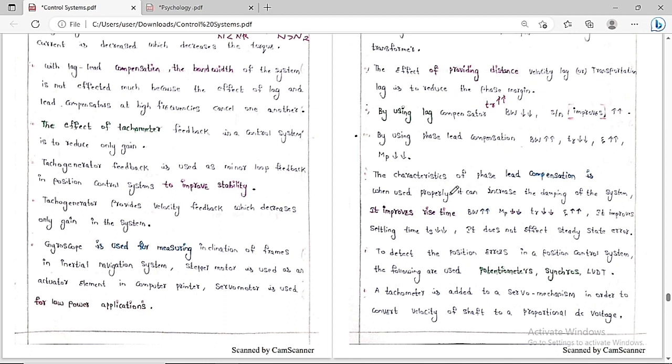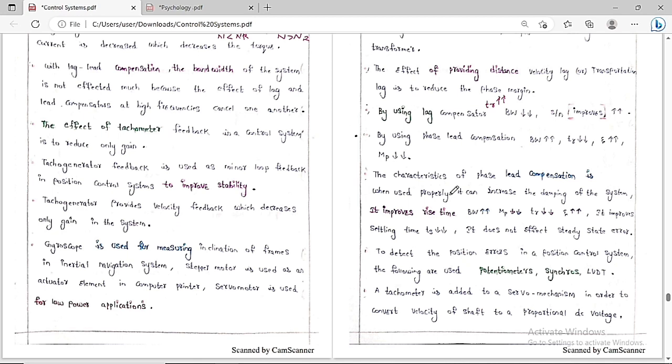The next point is the characteristics of the phase lead compensation: when used properly, it can increase the damping of the system. As phi increases, it is going to improve the rise time. It improves the rise time, meaning the rise time is going to decrease.